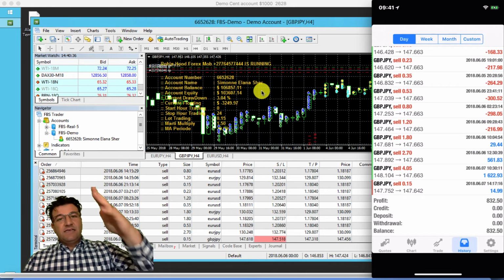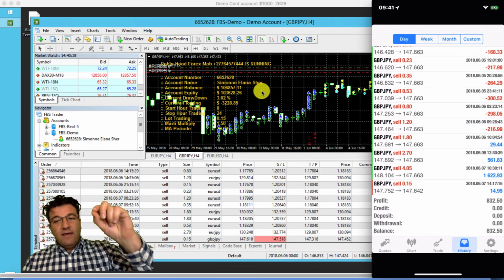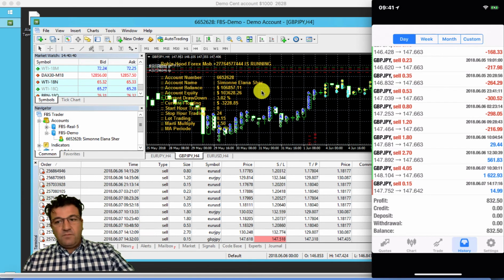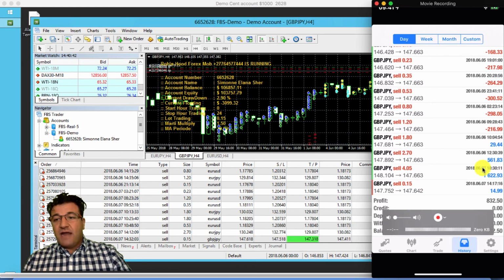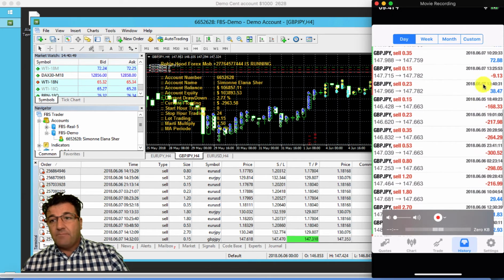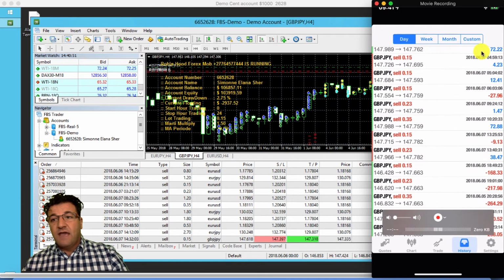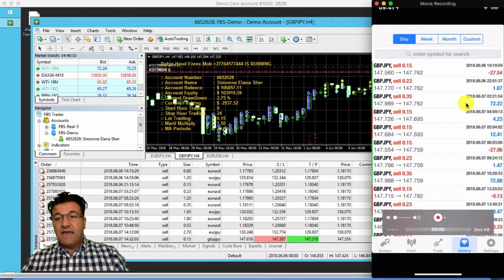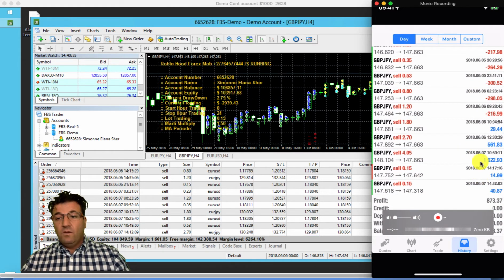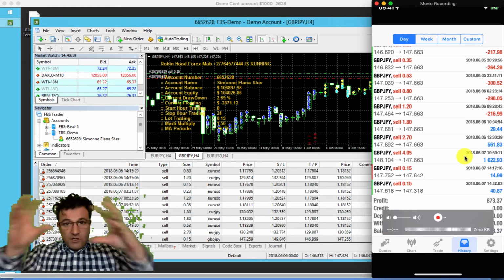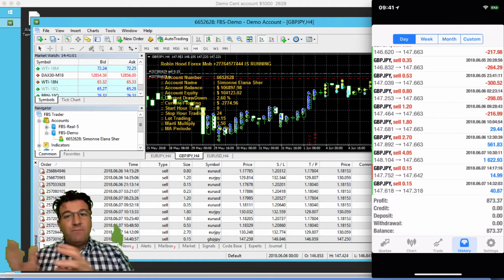So it's selling, and eventually the price corrects, and when it corrects, these trades go into positive. These positives outweigh all these negatives here. The positive will outweigh the negative, and then all the trades will close out, but you will make a profit.